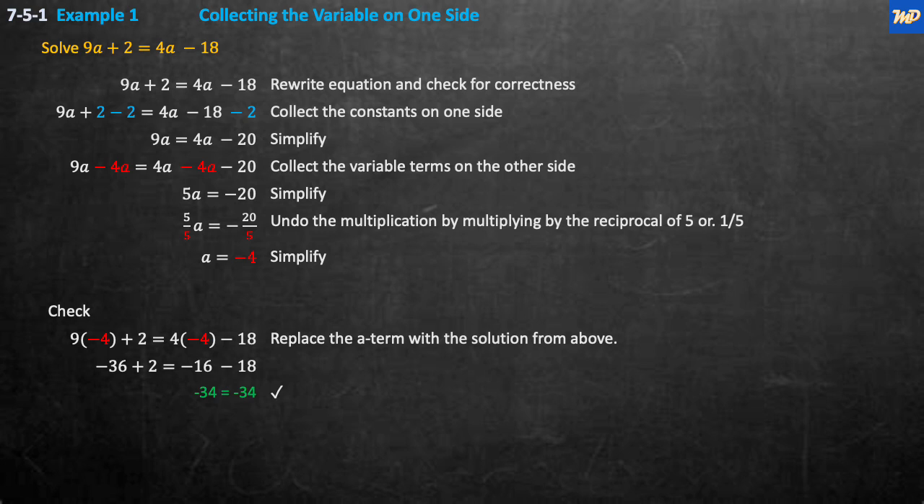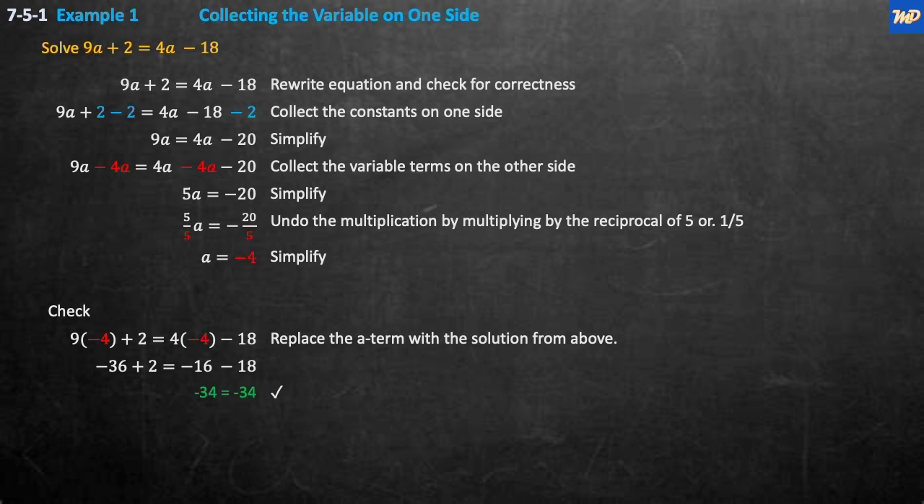As I always like to say, rewrite the equation. You're probably going to be doing this on paper. The problem is probably typewritten on your test, and you're going to handwrite it on the paper, so you rewrite the problem and make sure you're starting with the correct problem, that everything is correct. After you do that, you're going to have 9a plus 2 equals 4a minus 18.